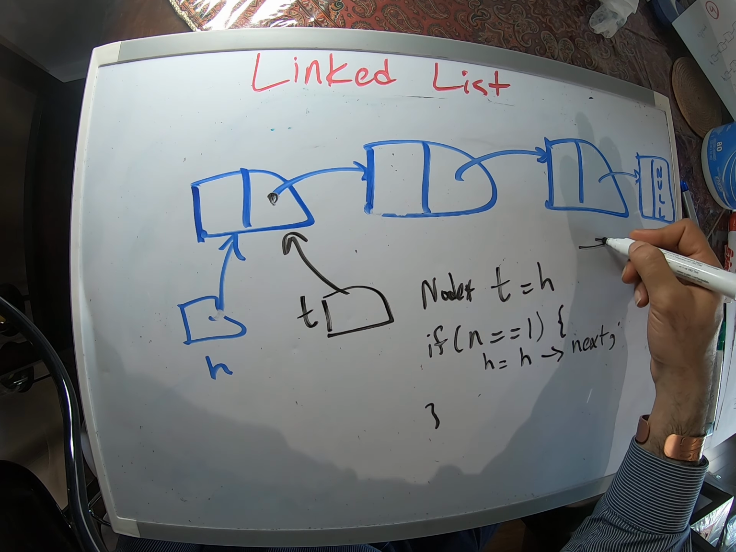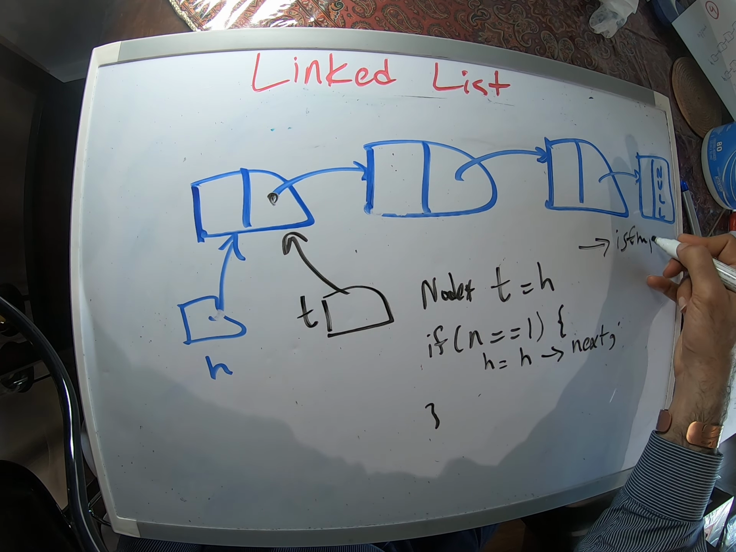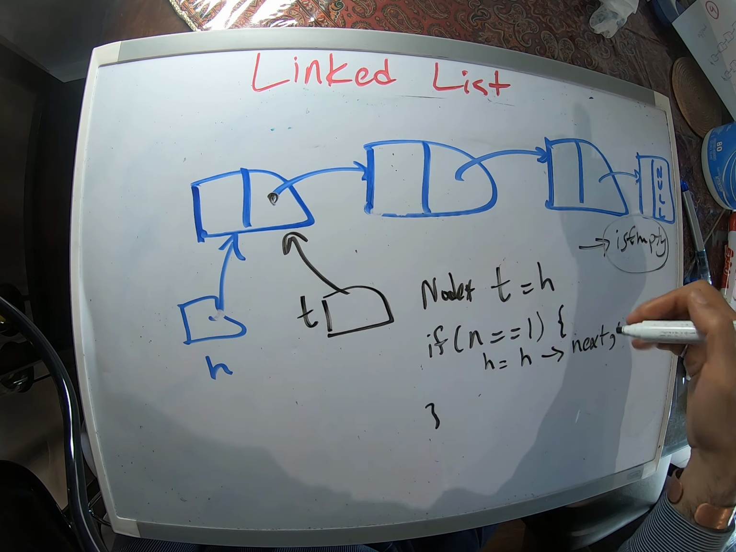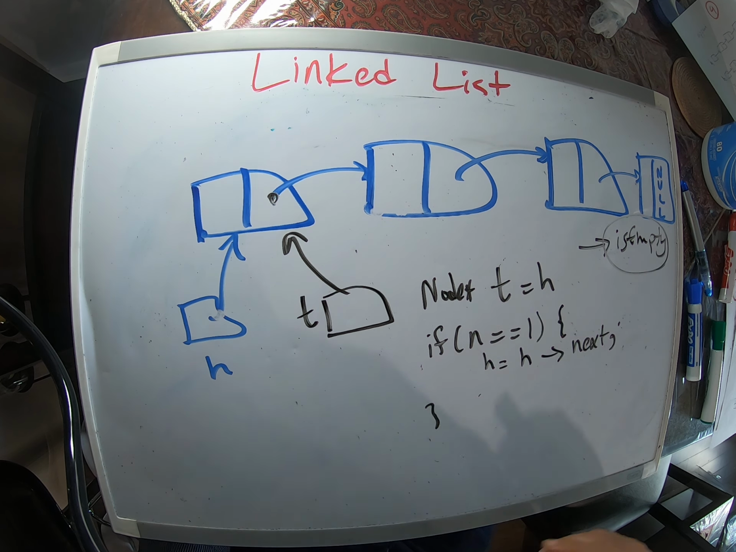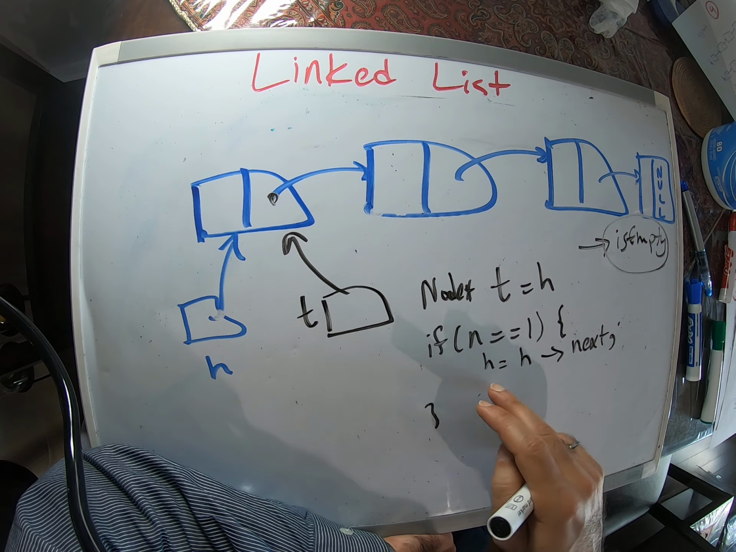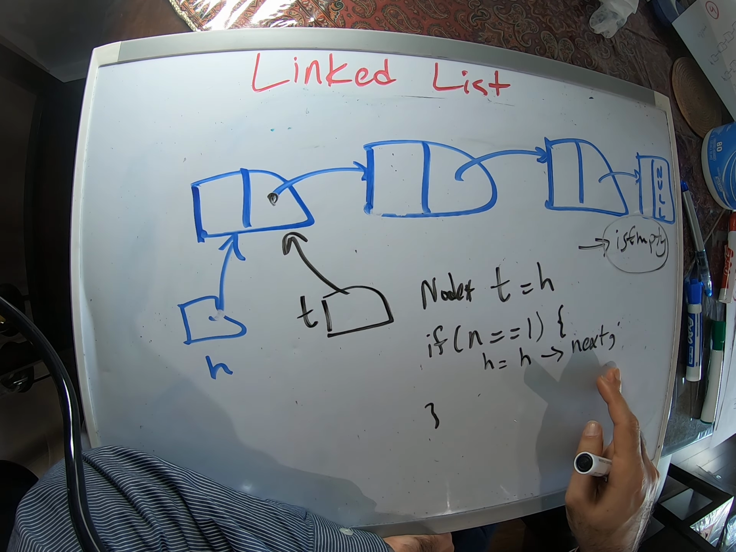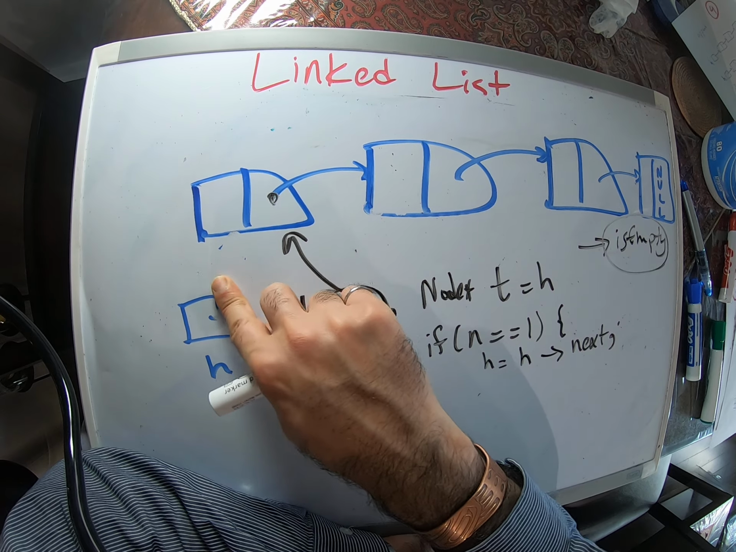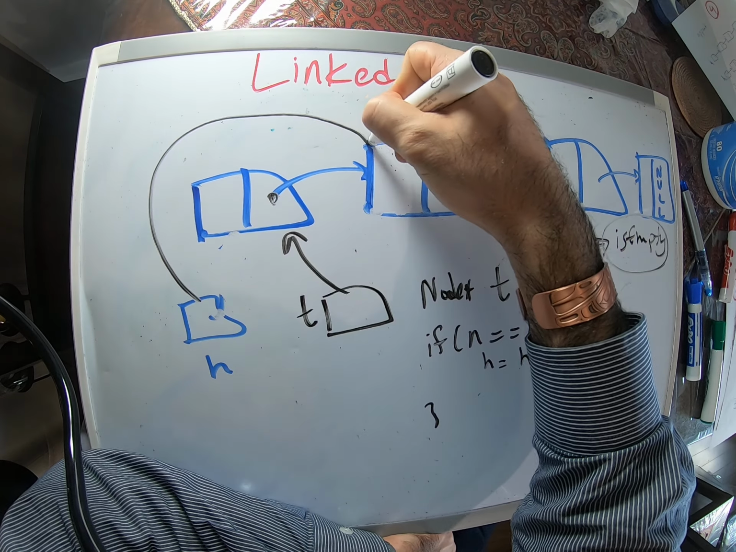Again, if this is an empty list, you have to check it. If it's empty, there's nothing to delete. But we assume that it's not an empty list, right? So if that's the case, H is equal to H arrow next, right? So this means that H is now gonna point to here.